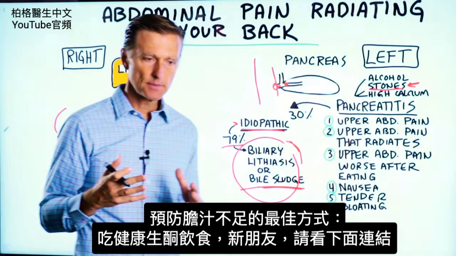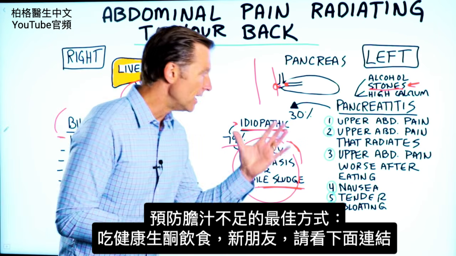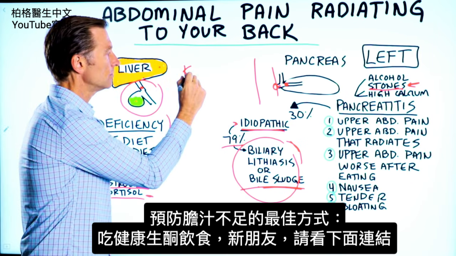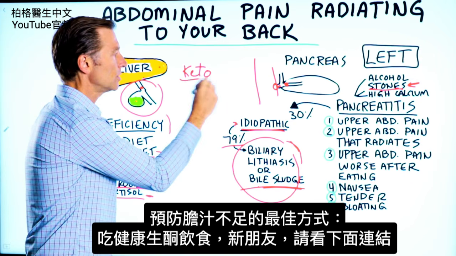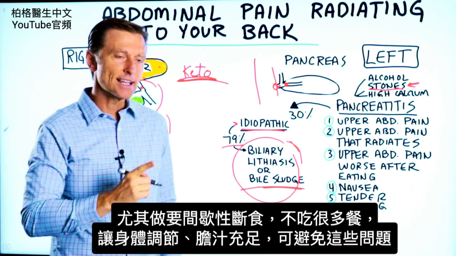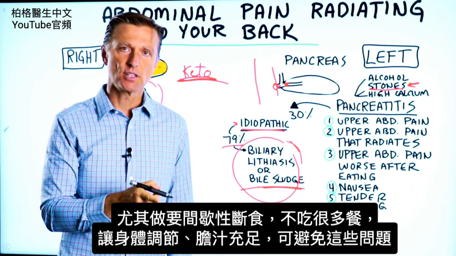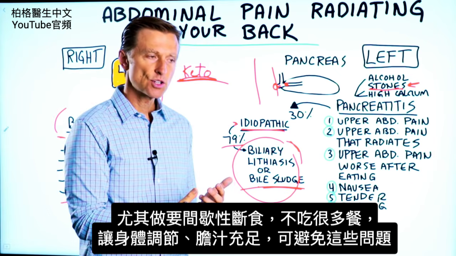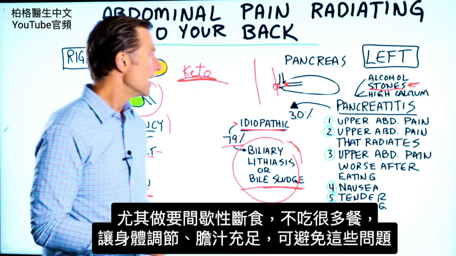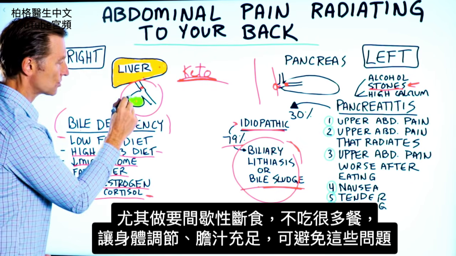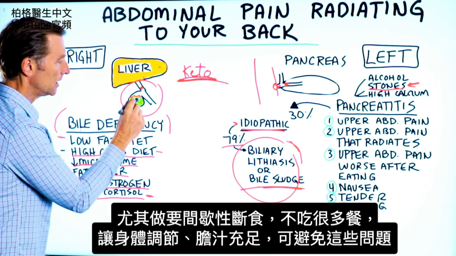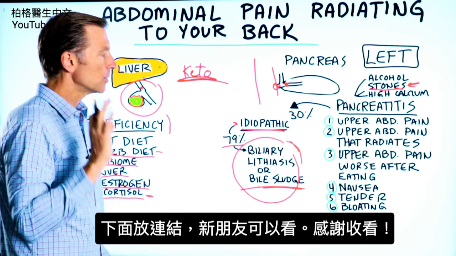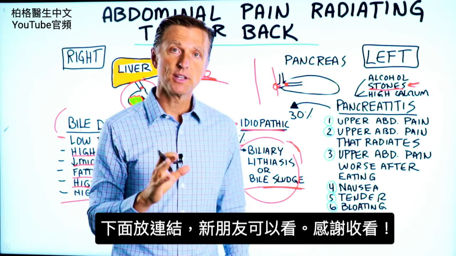Now, the best diet to prevent this in the first place is healthy keto. I'll put a link down below if you're new to my channel, and especially intermittent fasting, because if you can actually not eat so frequently and let your system reset and let the bile concentrate by not eating so frequently, you can greatly help to avoid this problem in the first place. I put a link down below for those of you that are new to my channel.